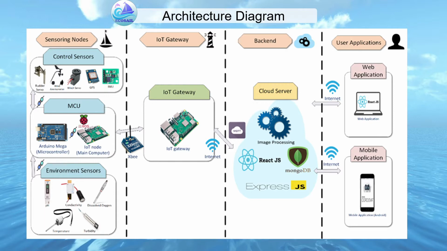Then all these sensor data will be collected in the IoT node and merged. This merged sensor data will be sent to the IoT gateway via Zigbee. Then the IoT gateway will upload this merged sensor data to the cloud, which is the backend. Then the cloud server will process and analyze this data, and the information can be retrieved in the web and mobile applications.